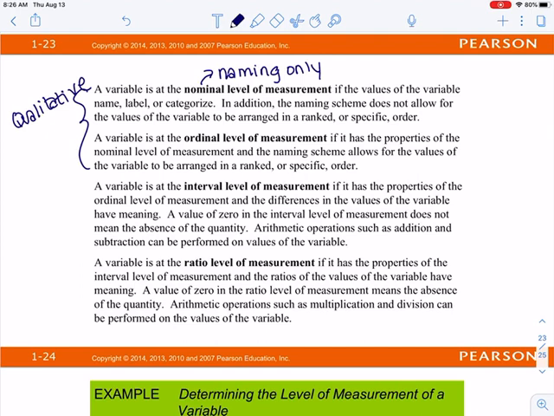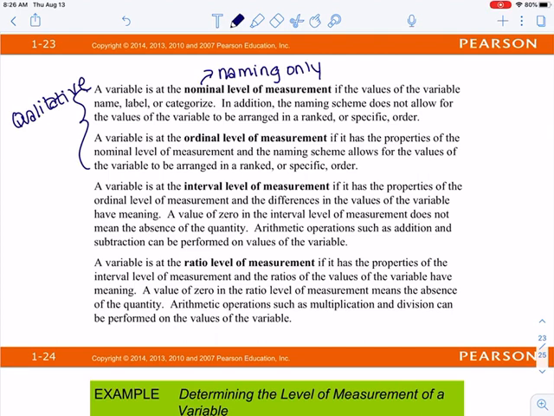Okay, and then for the next one, a variable that is an interval level of measurement, if it has the properties of the ordinal level of measurement and the differences in values of the variable have meaning. A value of 0 in the interval level of measurement does not mean the absence of a quantity. Arithmetic operations such as addition and subtraction can be performed on the values of the variable.